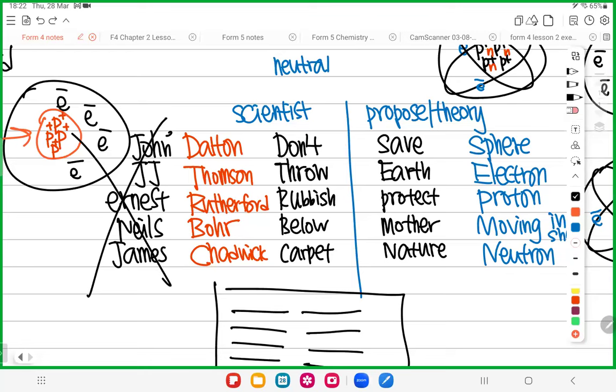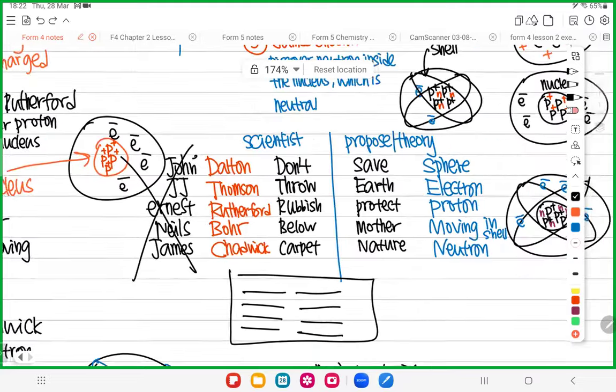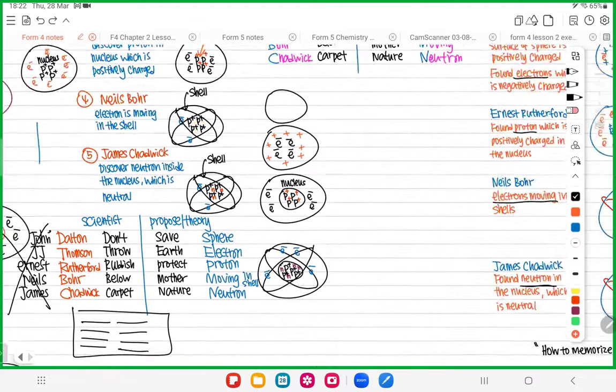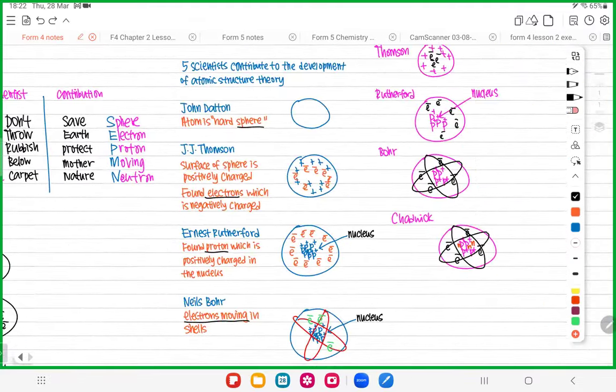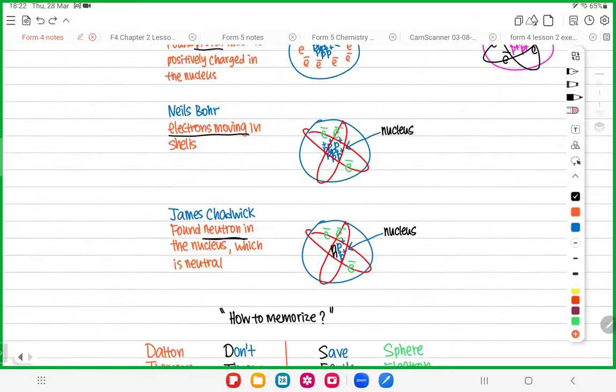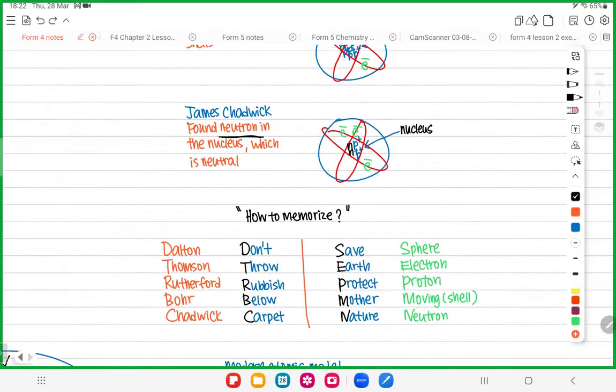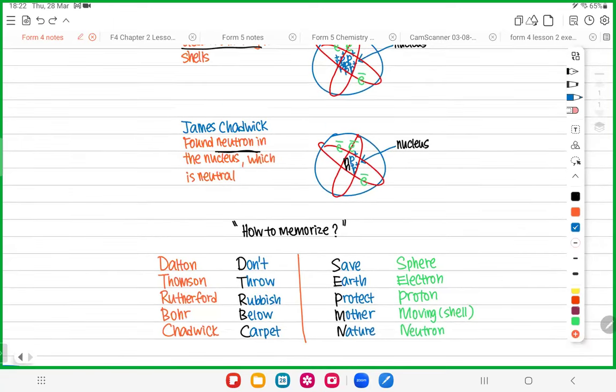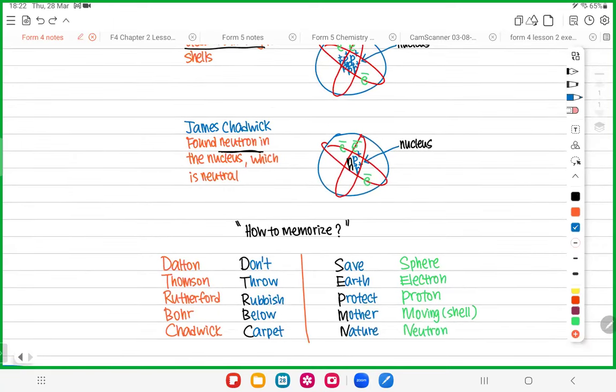Okay, all right. So now let's move on. Okay, so let's try to do some questions related to this. Okay, you see, this is what the scientists found, and then this is how we memorize it. Okay, so now let us try to do a few related questions. Okay, so let's do it. Here we go.